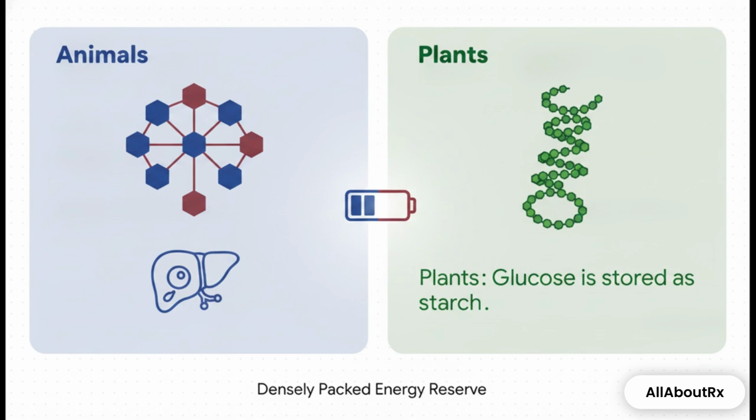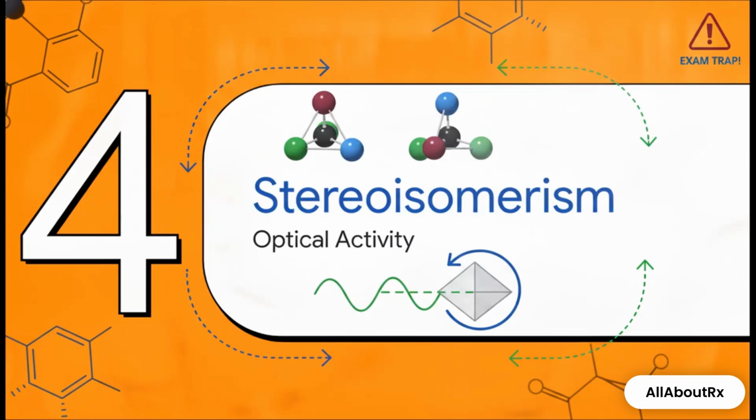Plants, on the other hand, store their glucose as starch. Both serve the exact same biological purpose. They act like a densely packed battery of energy just waiting to be broken down when the organism needs fuel. Let's keep going.